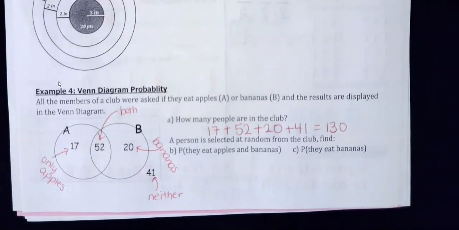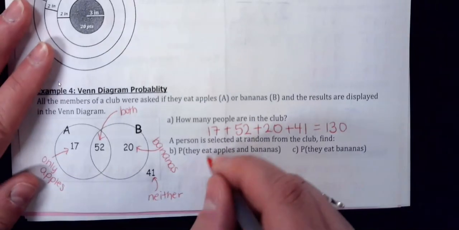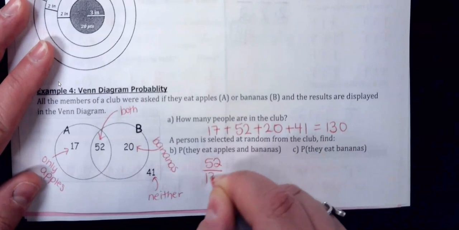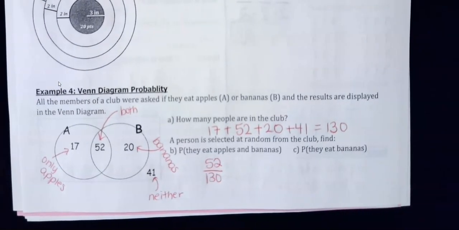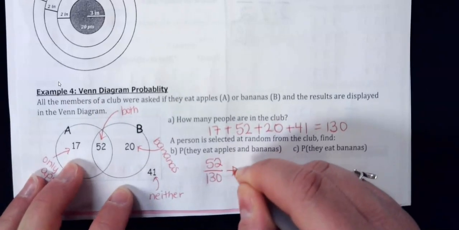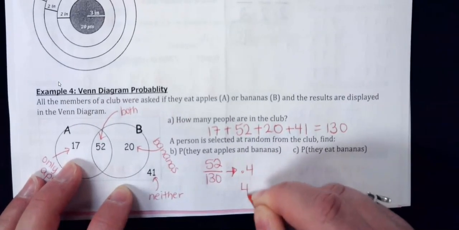Okay, now, experimental probability here, based on the people in this club. If I pick somebody at random out of this group, what is the probability that they would eat apples and bananas? Like, how could I set up a fraction to figure that out? Perfect. This would be 52 out of 130. I'm just going to grab my calculator real quick and see what that is as a decimal. So, actually, this is a nice decimal. I got 0.4, so it would be 40%.